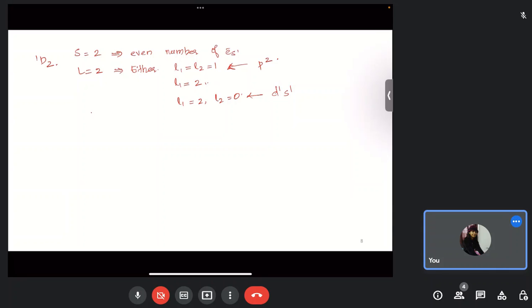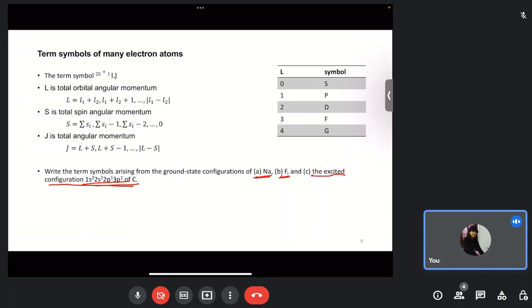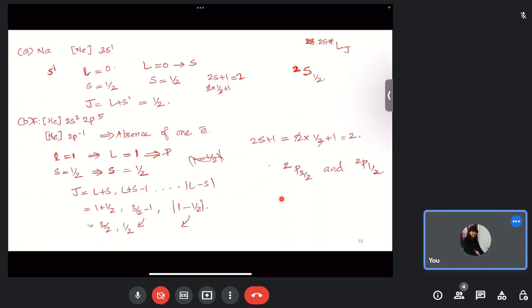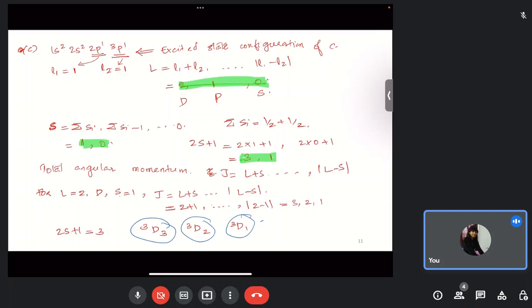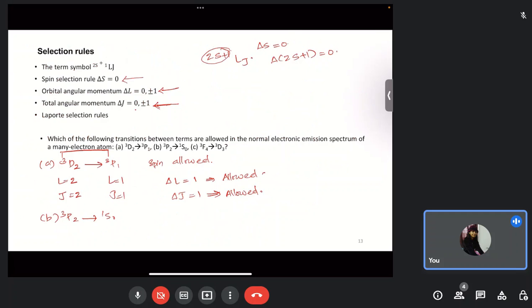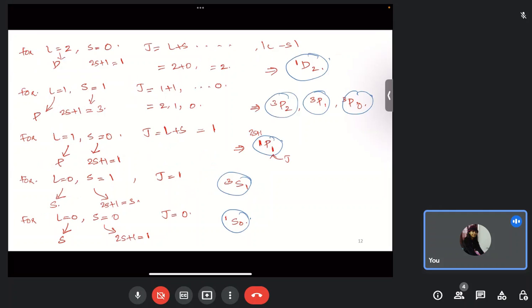Then we came across how to write the term symbols for a given electronic configuration. So we have done it for sodium and fluorine, which are for their ground configurations, and we also have done it for one particular excited state configuration of carbon. This particular excited state configuration of the carbon atom can have 10 term symbols.